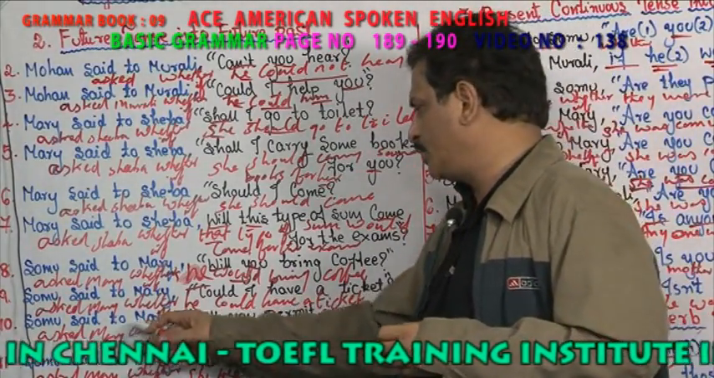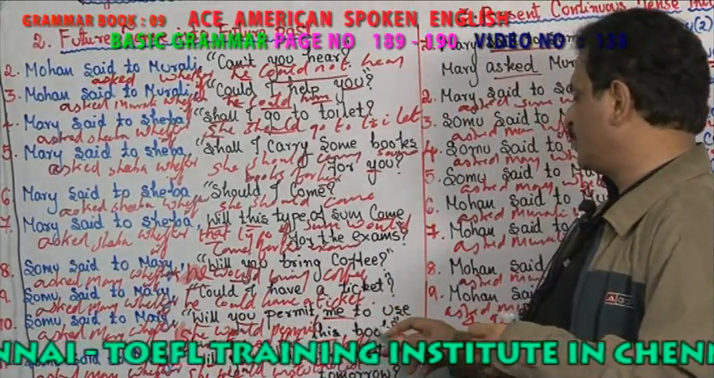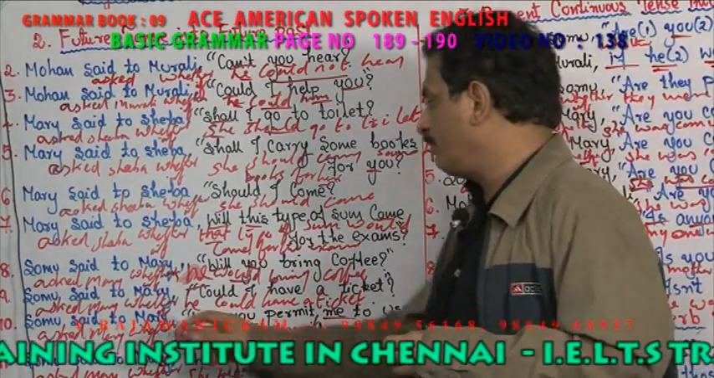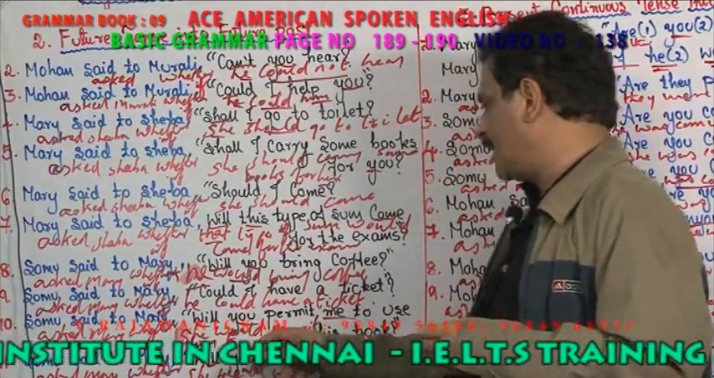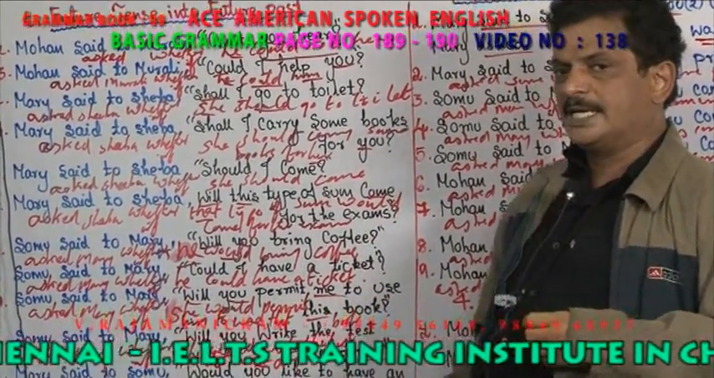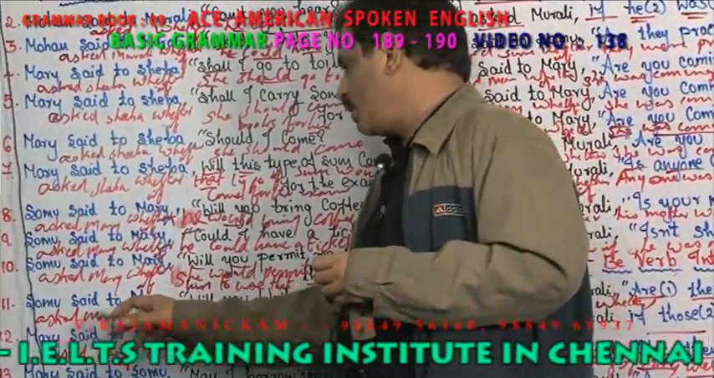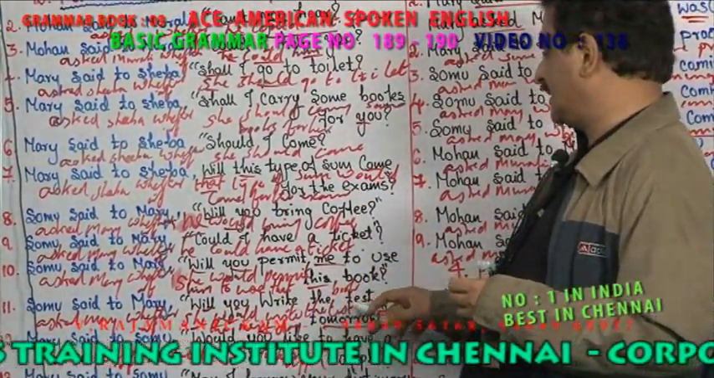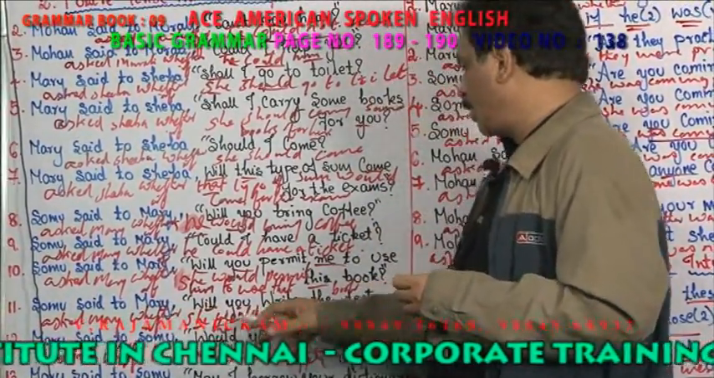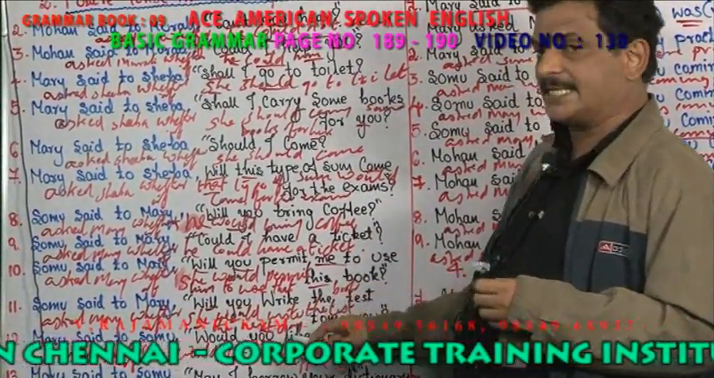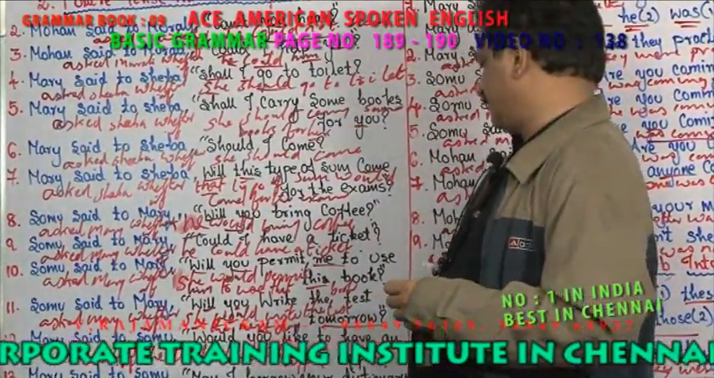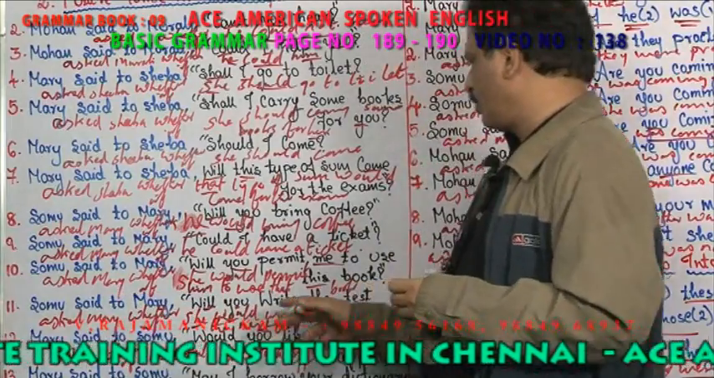So Somu said to Mary, will you permit me to use this book? இந்த புக்கை உபயோகப்படுத்த அனுமதி அளிப்பாயா? So Somu asked Mary whether she would permit him to use that book. This book என்பது that book ஆக மாறிவிடுகிறது. Somu said to Mary, will you write the test tomorrow? Somu asked Mary whether she would write the test the next day. Tomorrow என்பது next day ஆக மாறிவிடுகிறது.